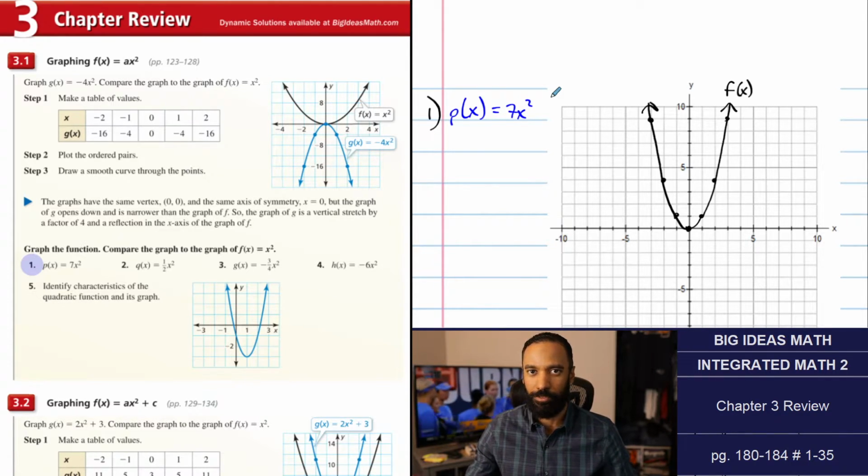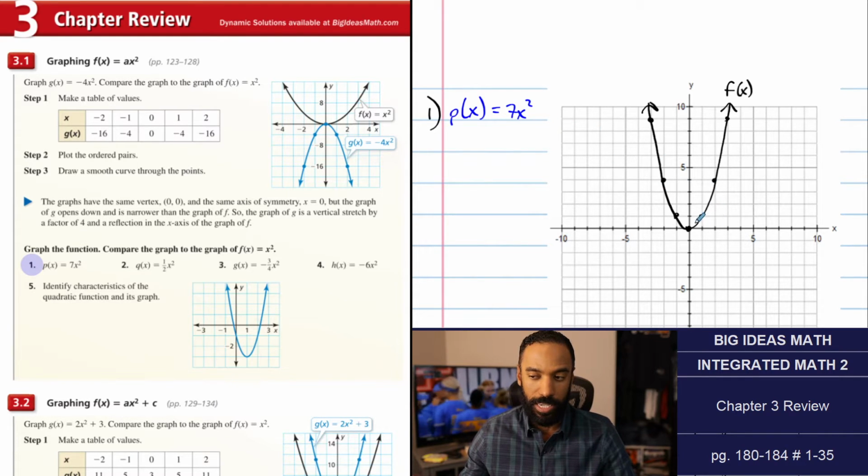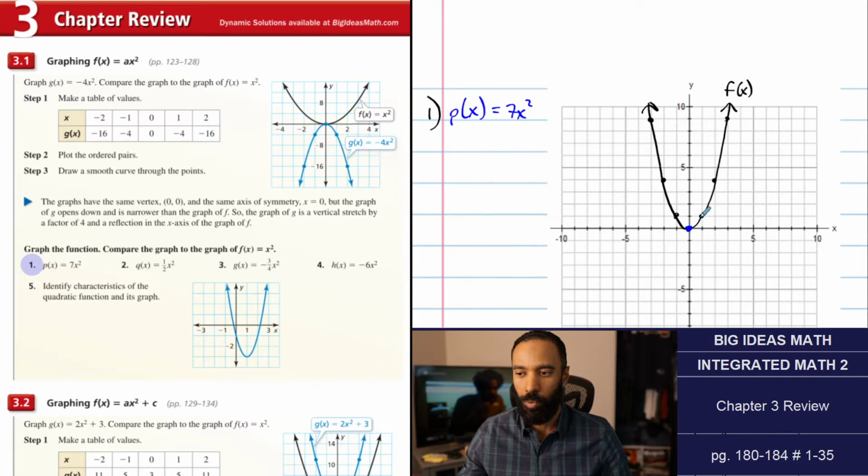There's not a lot that we can really say with this, but the vertex is at the origin. No change there. The only change is a vertical stretch. Instead of 1, 1, we'll go 1, 7. 7 times 1, boom. Very tall.